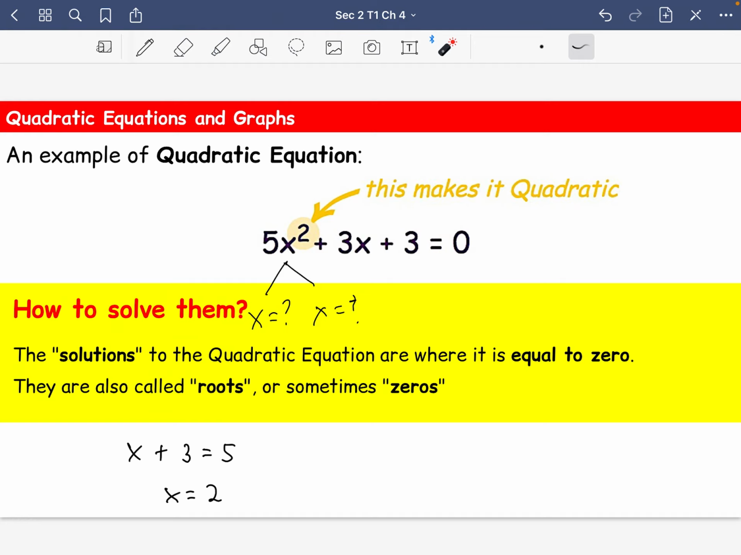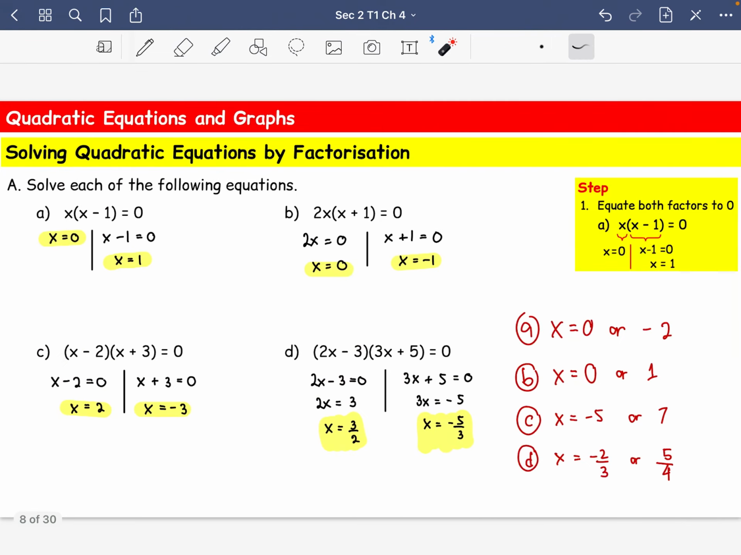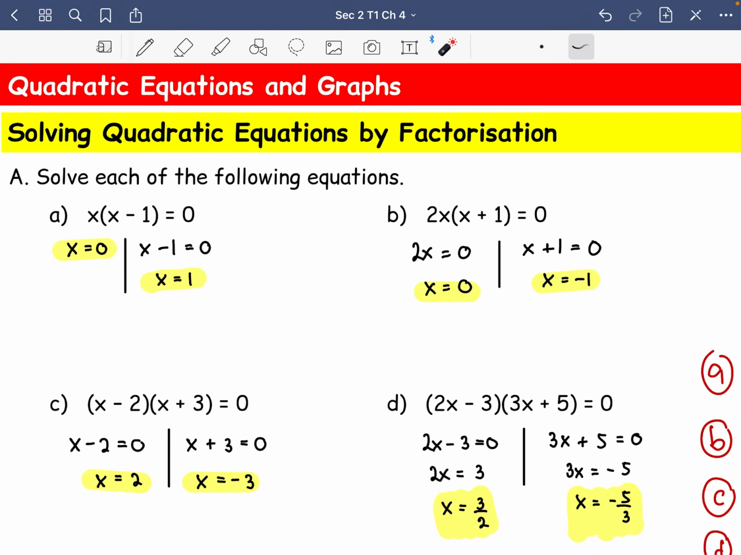It depends on what book we are using. Especially when you go to A maths, they will be called roots, but basically they're the same thing. Now, how do we solve quadratic equations?